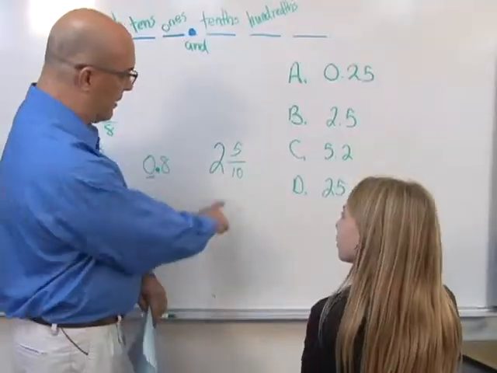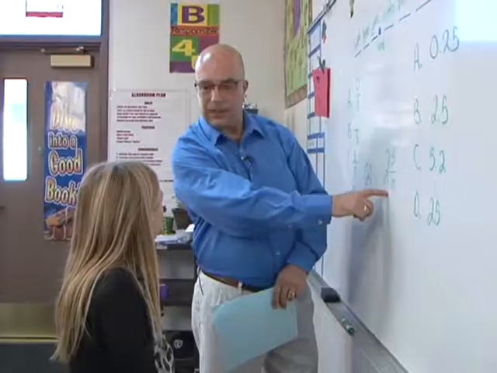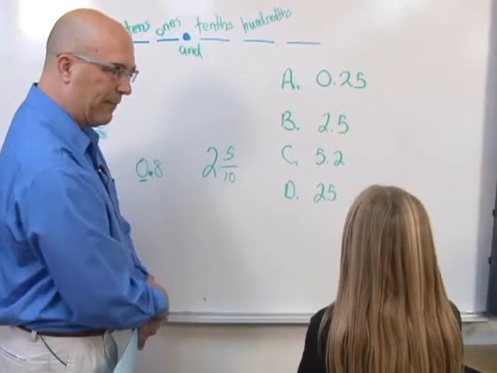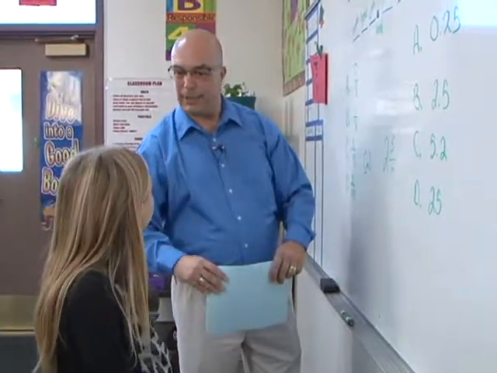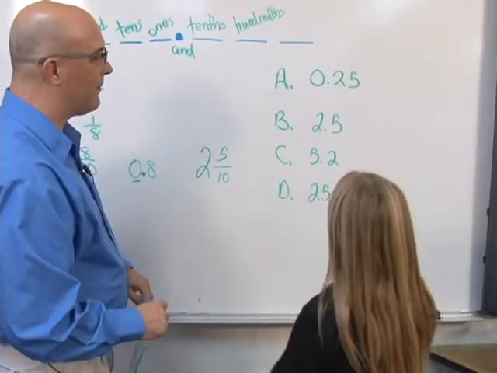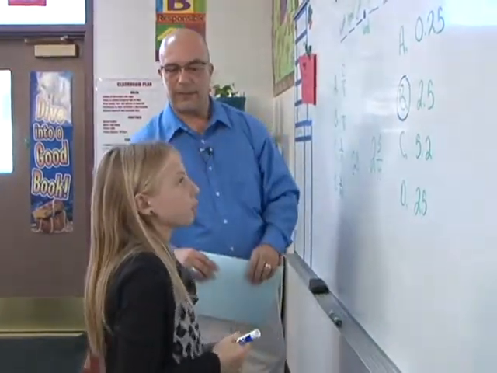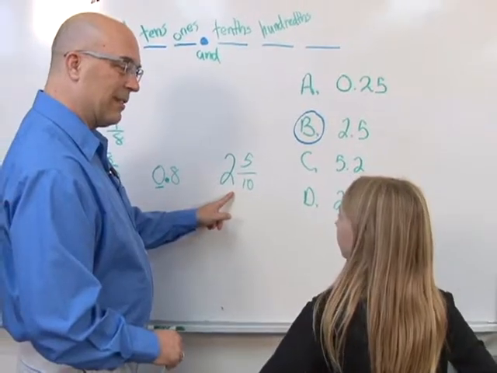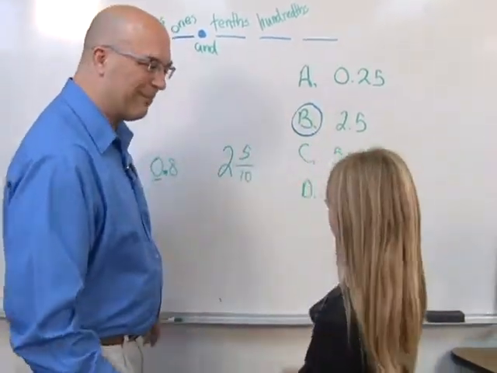Which one of the decimals is equivalent to that mixed number? C. Say this one again. 2 and 5/10. Okay, so which one shows 2 and 5/10? Oh, B. B? All right, go ahead and circle it. So read that one more time for me. 2 and 5/10 is the same as 2 and 5/10. And you've done two problems, wonderfully done. Nice job.